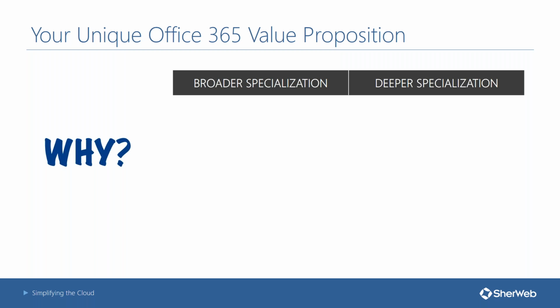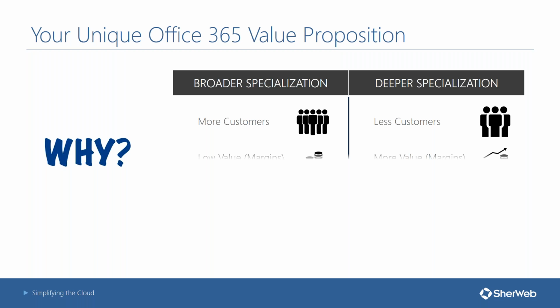So one consideration you have to think about when you write down your value prop is the balance you're going to have to strike between a broader and a deeper specialization. When you're going broader, of course you'll have more customers. There's a bigger segment, for example, just focusing on Office 365, but there's also more competitors and less value when you're doing your services. So that's an important point to consider.